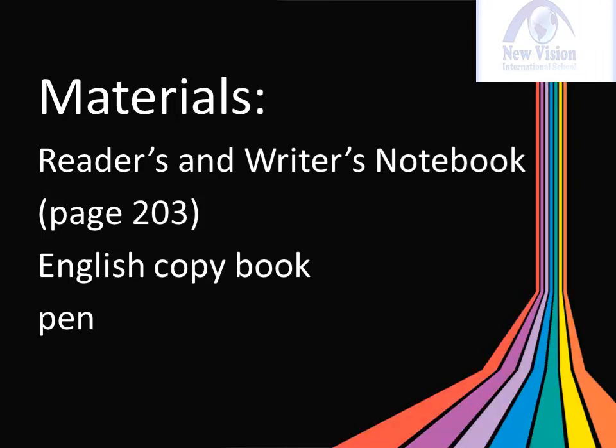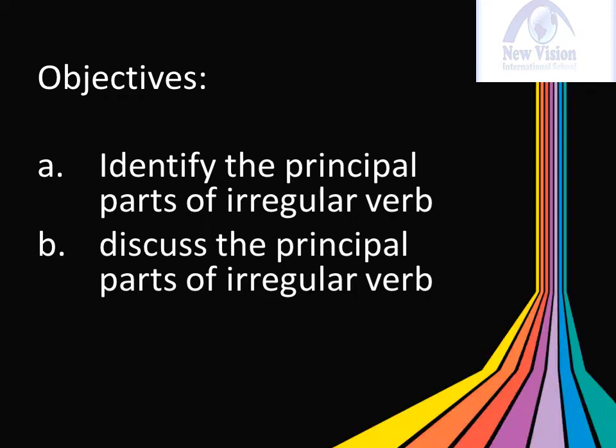Today we are going to need your Reader's and Writer's Notebook, your English copybook, and your pen. Our objectives today are: A. Identify the principal parts of irregular verbs, and B. Discuss the principal parts of irregular verbs.